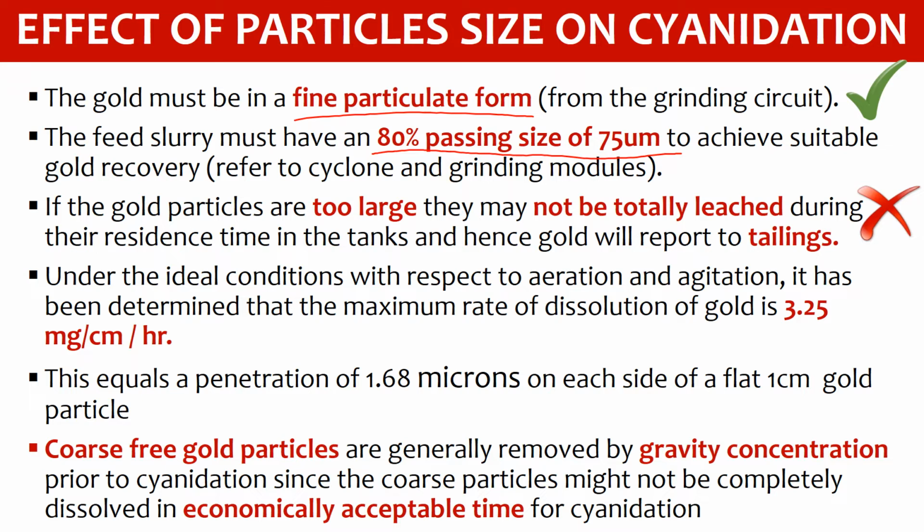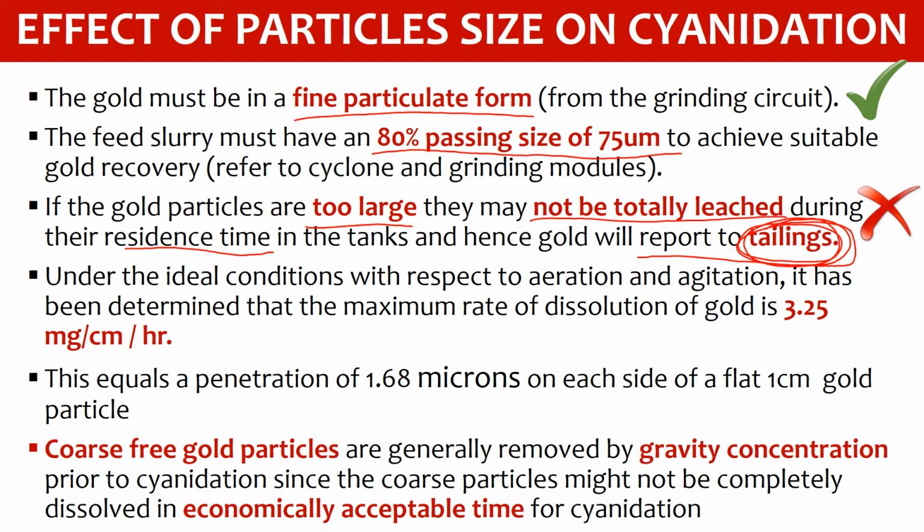Okay, but ideally 80% passing 75 microns is the conventional, typical parameter that is used in gold cyanidation. As we said, if the particle is too large, then total leaching is very difficult, and your residence time in the tanks will be very, very high. And if you have very high residence time, it might not be profitable, and at times you need to fast track the process, and hence you find that you lose your gold to the tailings, which is very, very unwanted and very costly for the process.